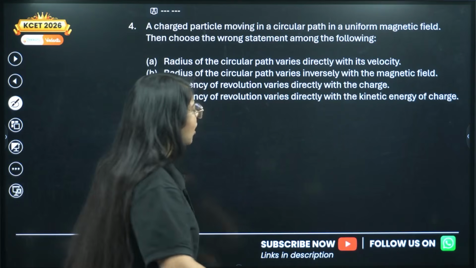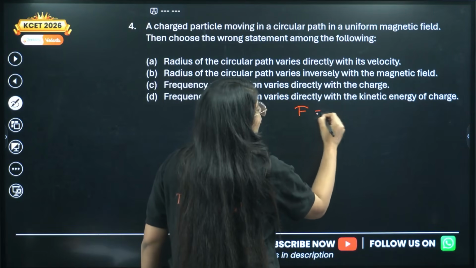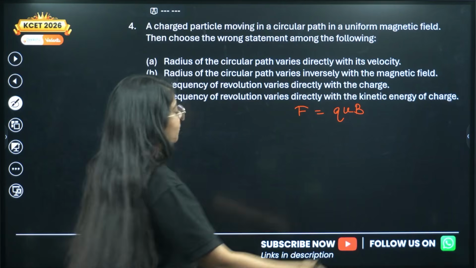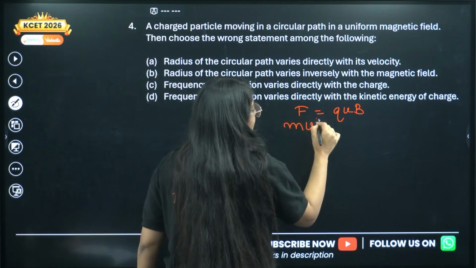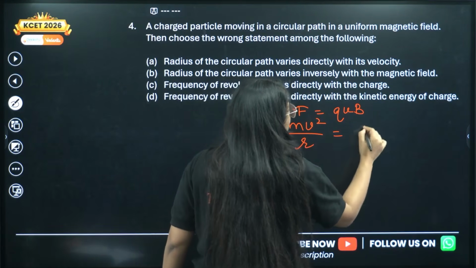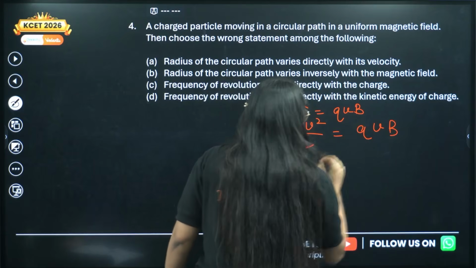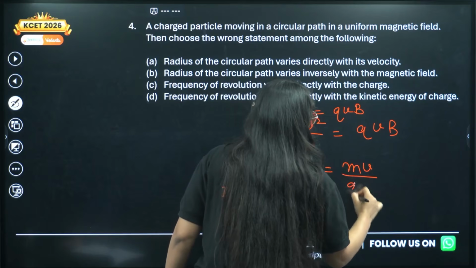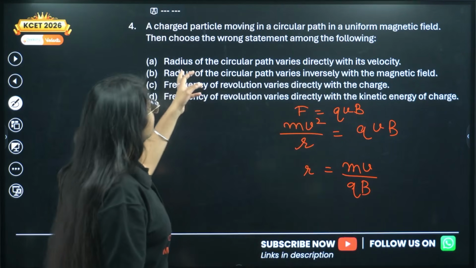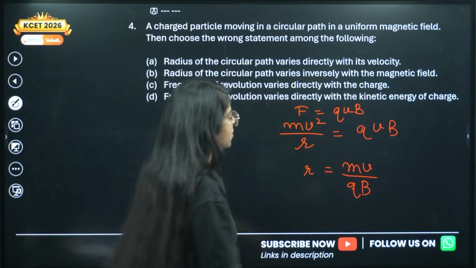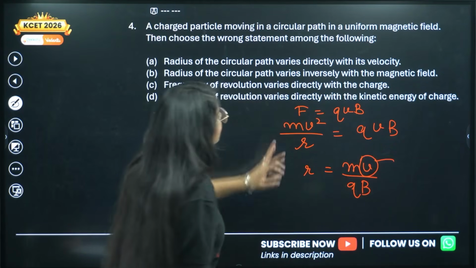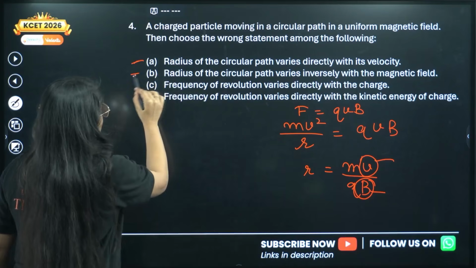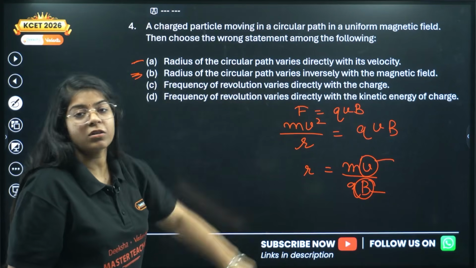We know the formula of this. F equals QVB on a charge placed in a magnetic field. So if it is rotating in a circular path, the centripetal force will be equal to QVB, and from here we'll get the formula r = mv divided by qB. So for radius, it says varies directly with its velocity. That is correct. Varies inversely with the magnetic field. So both of these options are correct. So we need to tell the wrong statement.